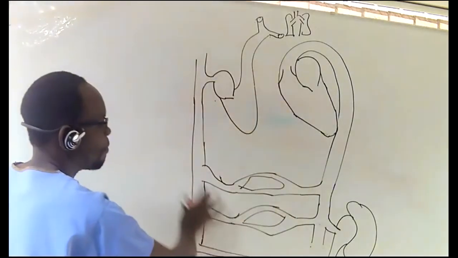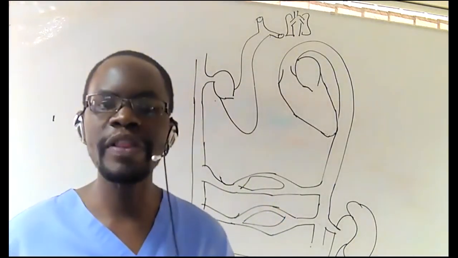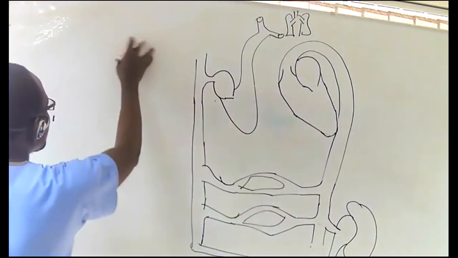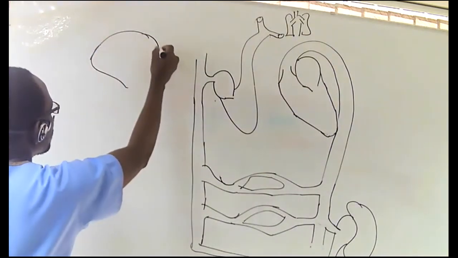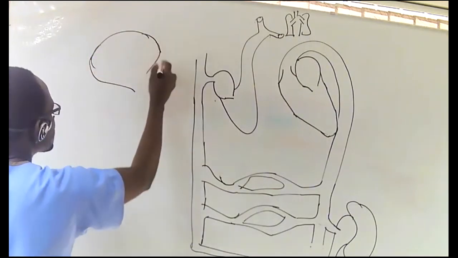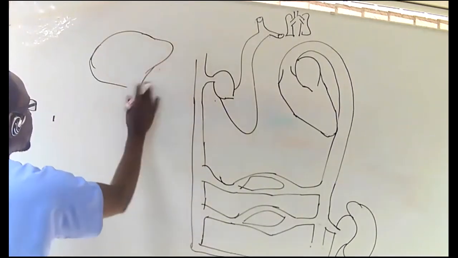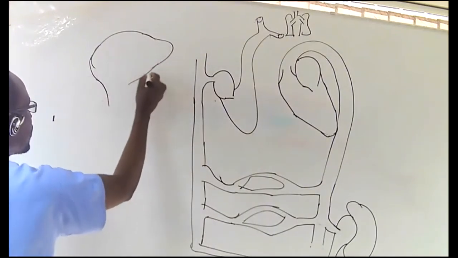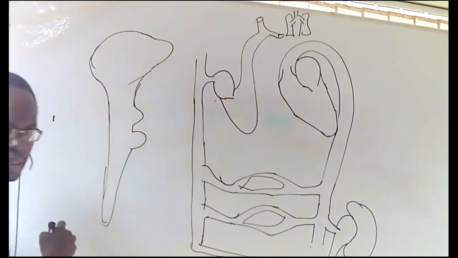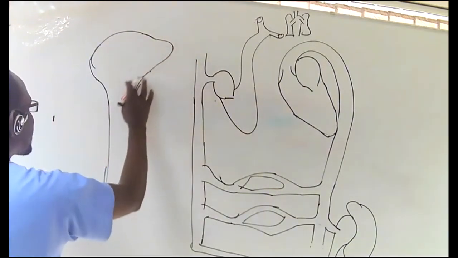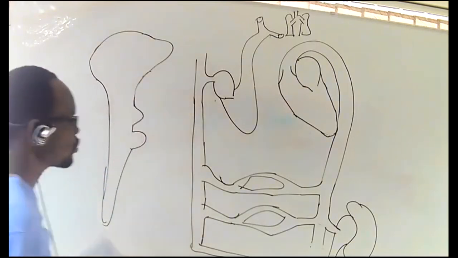Not only do we have this system here, but we also have the brain, or the central nervous system. So I'm also going to draw the central nervous system around here. So this is the cerebral cortex, then the medulla, the pons, and something like that, basically for illustration purposes.